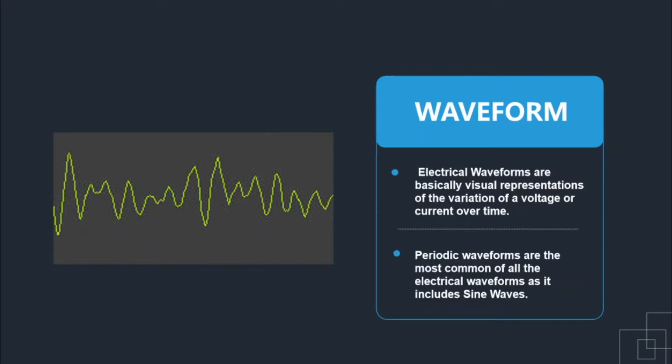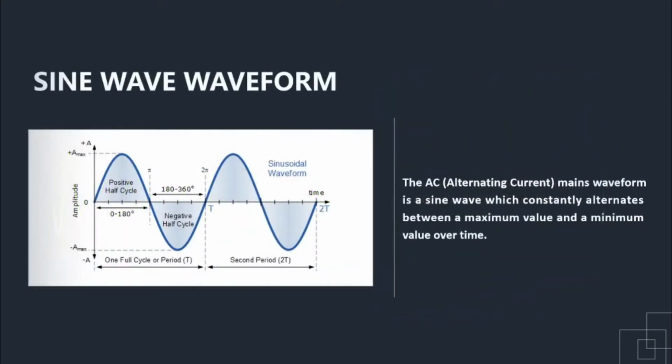Waveform. Electrical waveforms are basically visual representations of the variation of a voltage or current over time. Periodic waveforms are the most common of all electrical waveforms as it includes sine waves. So tayo bilang mga SINE students, kadalasan na nating nakikita tong mga sine waves. At isa yun sa mga example ng periodic waveforms which is the most common of all electrical waveforms.